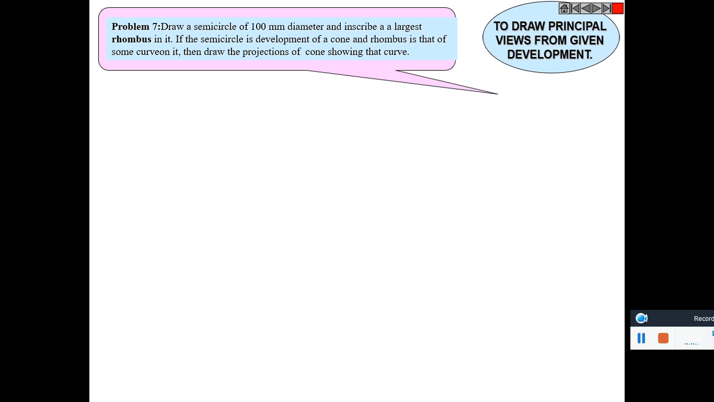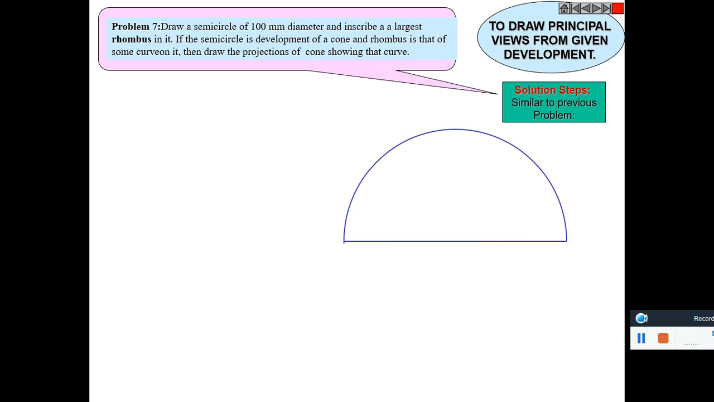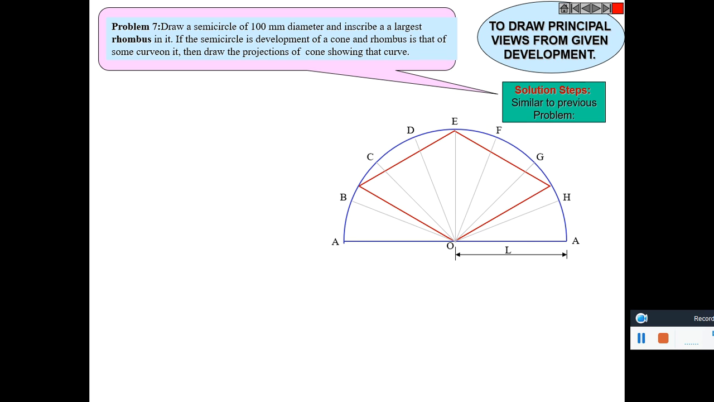So draw a semicircle of 100 millimeter diameter. Inscribe a largest rhombus in it. If the semicircle is the development of a cone, divide this semicircle into 8 equal parts and name them. Measure theta. Theta is 180 degrees. Using the equation theta = R by L into 360 degrees, we can calculate R. L is the slanted height of the cone.